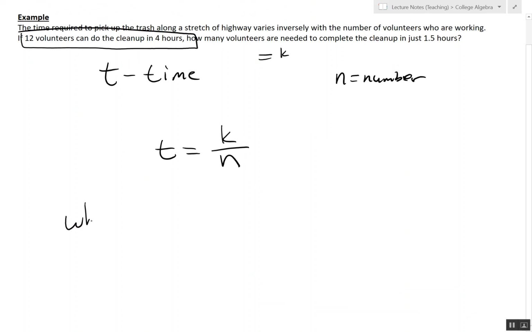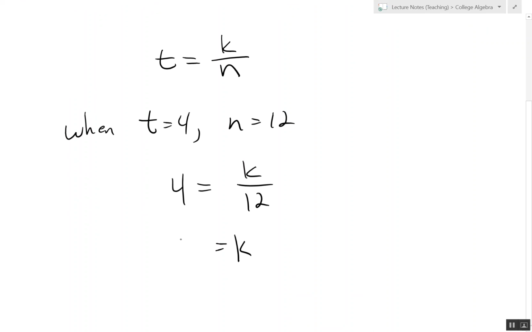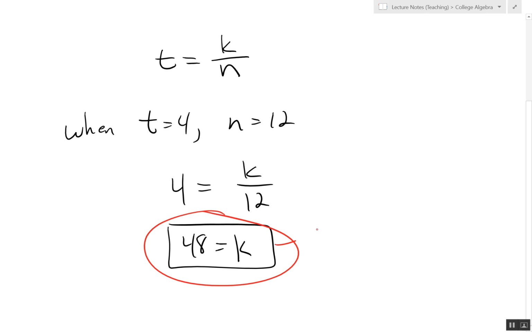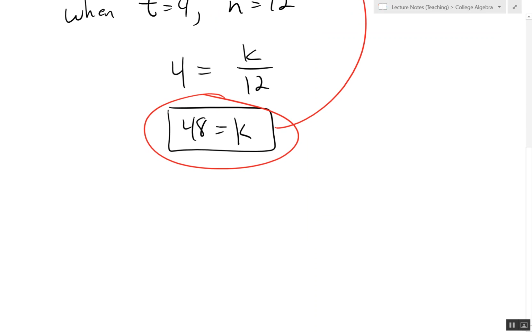So when T equals 4, we know that the number of volunteers is 12, so we plug that information in as 4 equals K over 12. So K in this case is 48. Now we'll take this 48 and plug it in for K in the original equation, and we will get that T is equal to 48 over N.